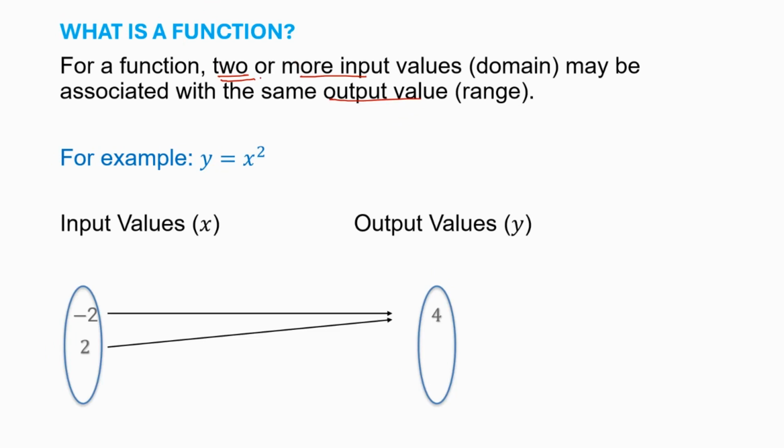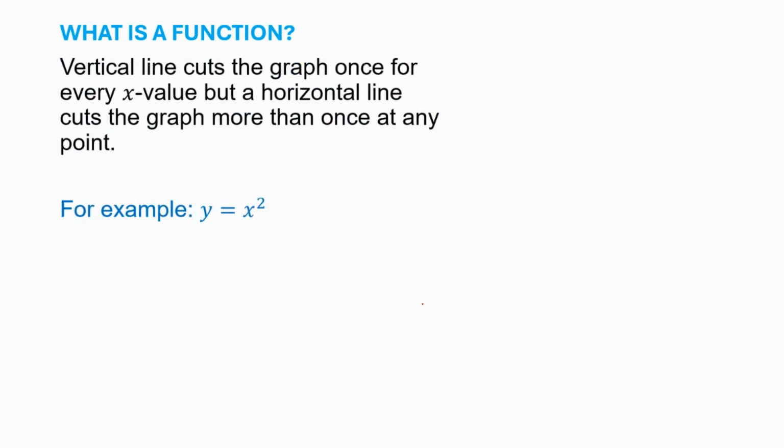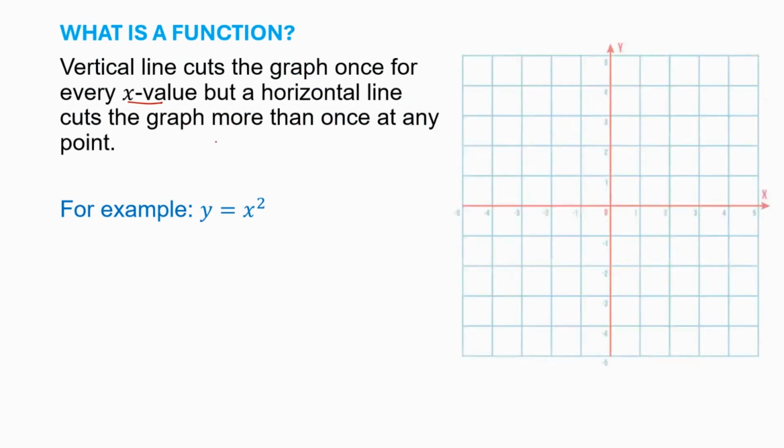So two or more input values are giving us the same output value. This is still a function. So many x values give us one output value, one y value. What do we call these functions? We call them many-to-one functions. A vertical line cuts the graph once for every x value, but a horizontal line cuts the graph more than once at some points, like this. This is the many-to-one function.